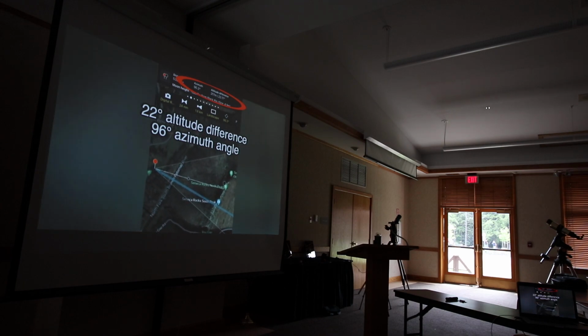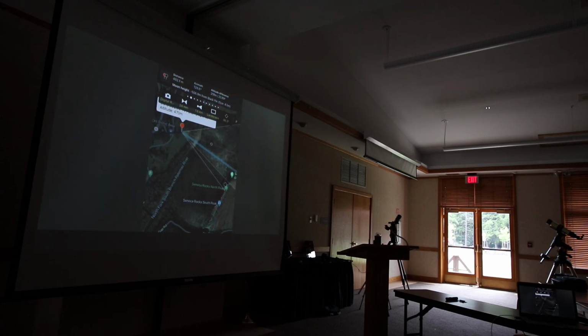So the top of the rocks from that observation point is 96-degree azimuth angle, but it's 22 degrees altitude difference. Now, does anybody remember what my azimuth angle needs to be on this one? Anybody remember? 60, what did we say, 61? Something like that, okay? But it needed to be 15 degrees altitude, so that's not going to work.